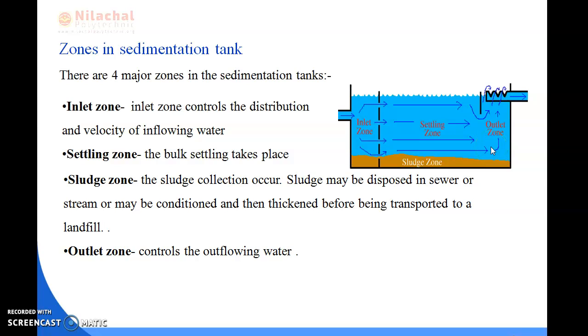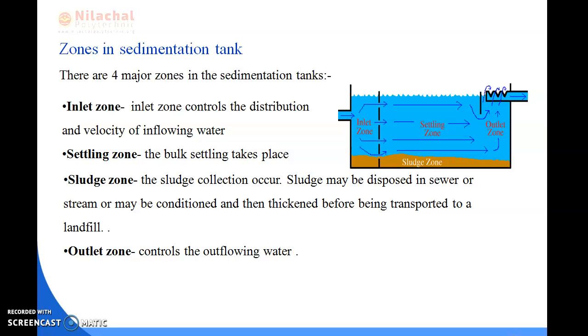So what are these zones? First, the inlet zone mainly controls the distribution and the velocity of the inflowing water. This is where the water comes into the tank, and it controls the distribution and velocity of the flow of water into the sedimentation tank, or sedimentation basin.